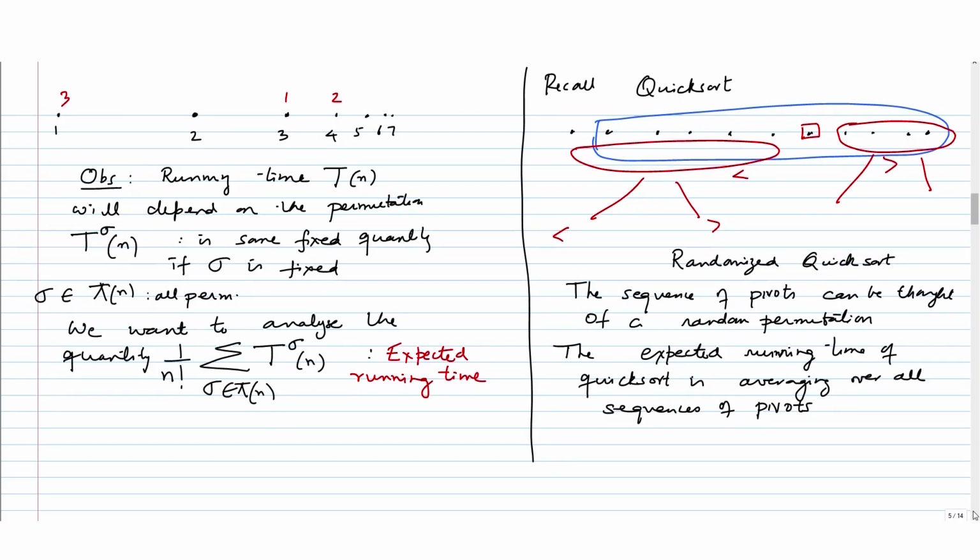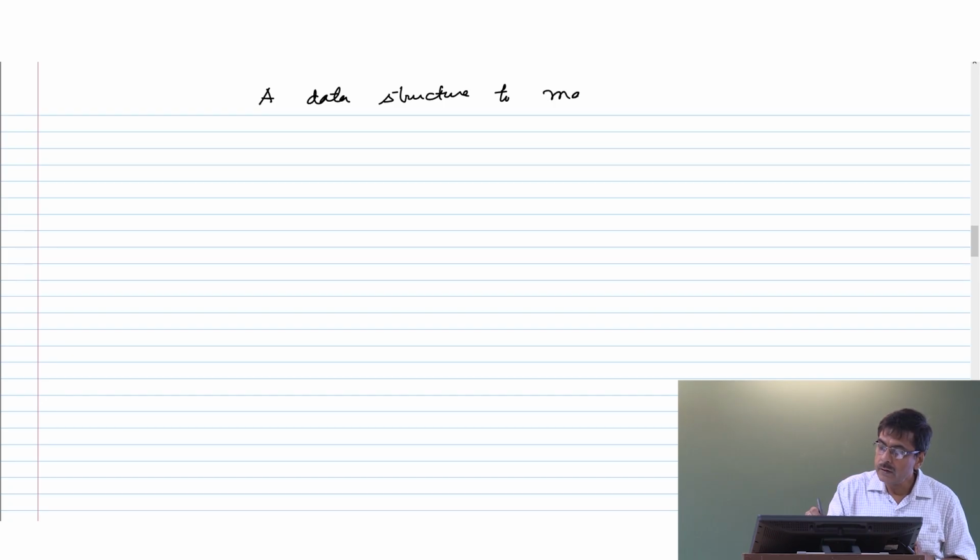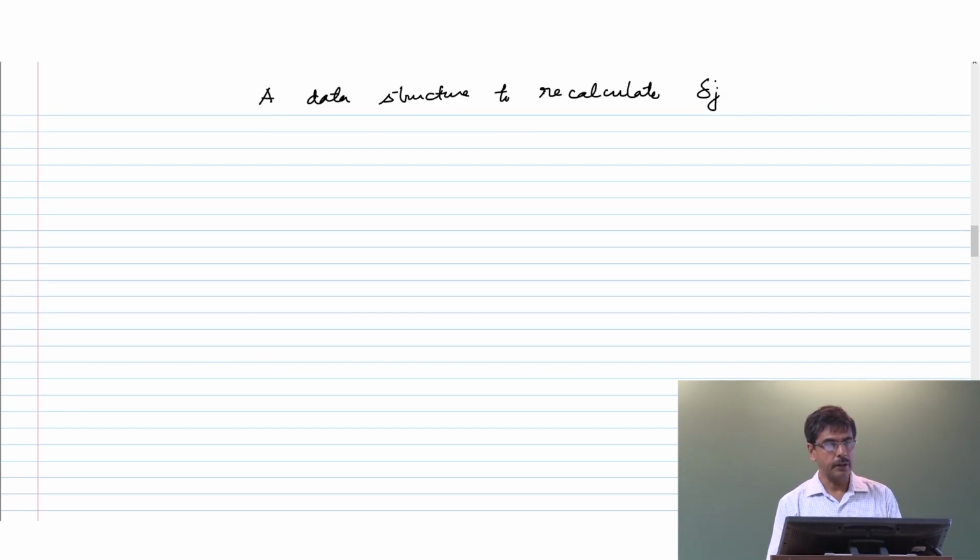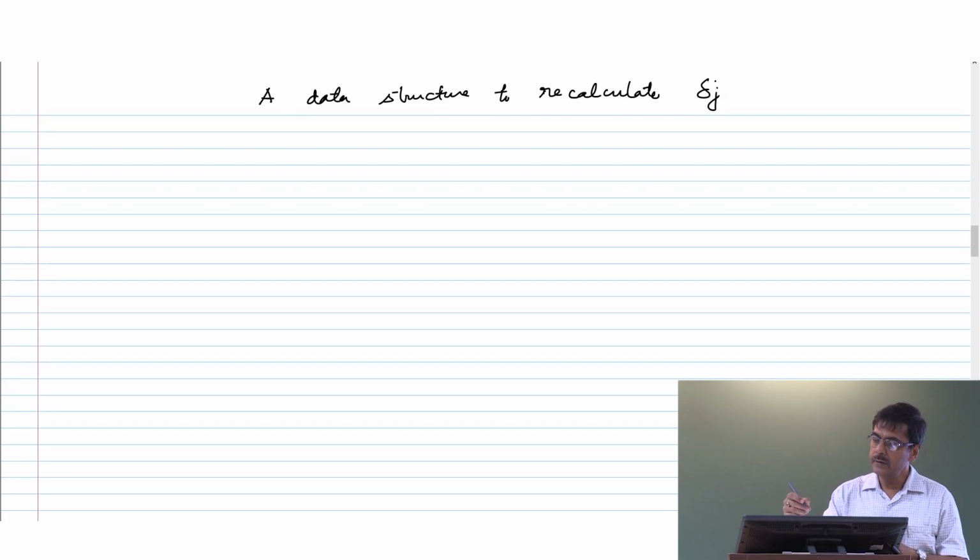Okay. So, now I want to basically discuss a data structure to maintain or recalculate, I would say. So, we want to basically keep track of this number, right? Because if it does not change, we do not have to do any work. Okay? And for that, let us do the following.